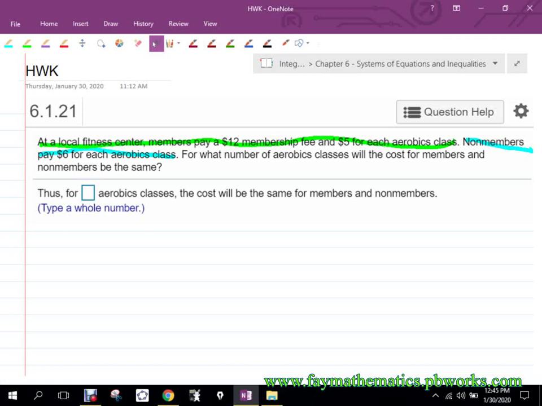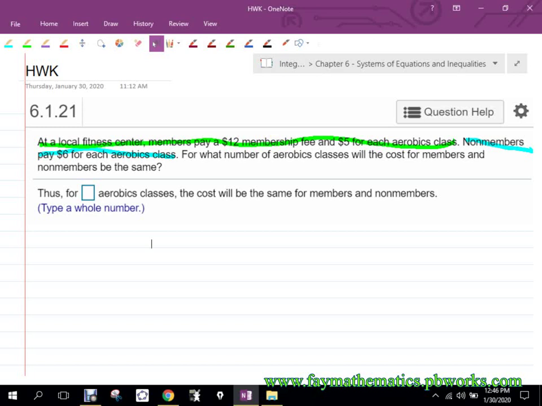It says at a local fitness center, members pay $12 membership fee and then $5 for each aerobics class. Non-members pay $6 for each aerobics class. Okay, do non-members pay a membership fee? No, because they're non-members, right? It says for what number of aerobics classes will the cost of members and non-members be the same?